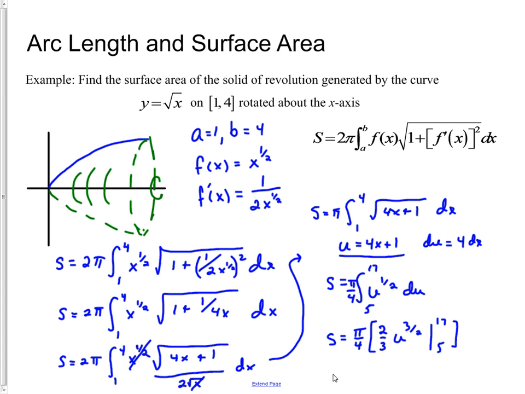So rewriting our expression right here and simplifying, when I evaluate this, I'm going to get pi over 6 times the value 17 to the 3/2 minus 5 to the 3/2. And we can work out a decimal if we care to, or simplify this somehow, radicals. But I think we've done a pretty good job right here of finding the surface area of this curve.